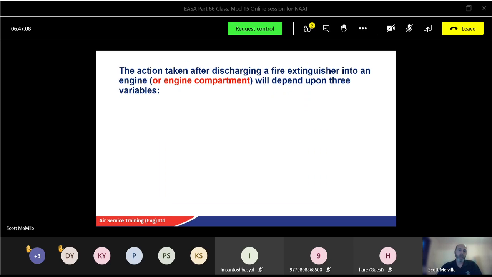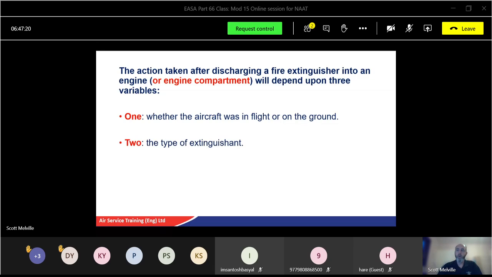So the action taken after discharging a fire extinguisher into an engine or engine compartment will depend upon three variables. One, whether the aircraft was in flight or on the ground. Two, the type of extinguishment that was used. Three, whether the extinguishment actually entered the engine or remained external. Because normally the extinguishment will go around the engine in an engine compartment to put a flame out.